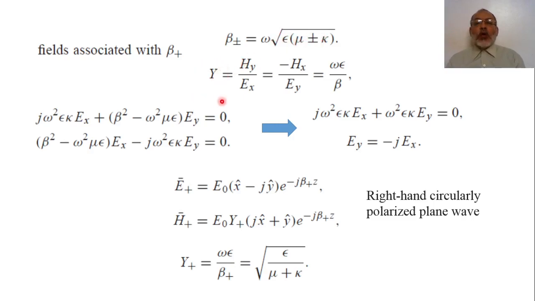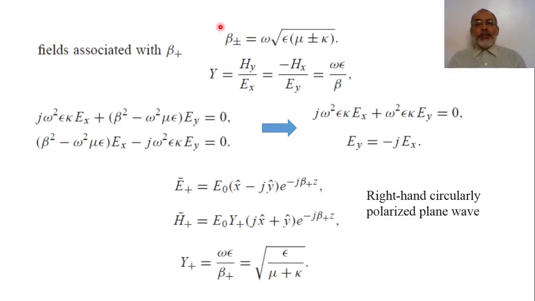This will correspond to what we are going to call Y plus. Y plus would be omega epsilon over beta plus. And beta plus, as I said, is omega square root epsilon mu plus kappa. So omega will be eliminated with omega. We have epsilon in the numerator and square root epsilon in the denominator, so it would be square root epsilon. So Y plus equals omega epsilon over beta plus equals square root epsilon over mu plus kappa. This is the characteristic admittance or wave admittance of the ferrite medium for a plane wave propagating with beta plus.